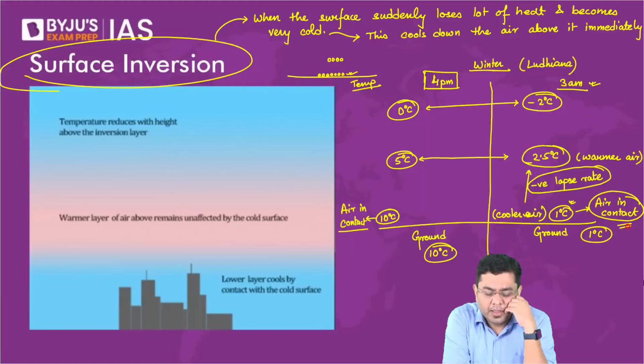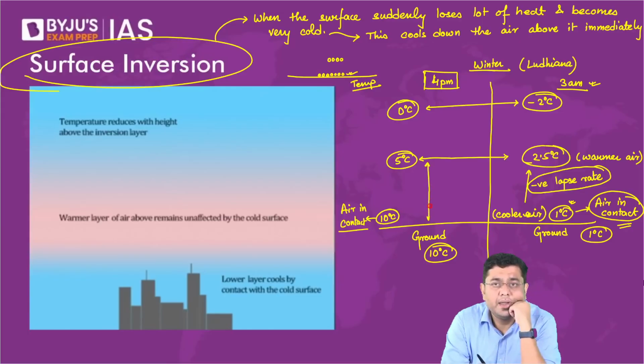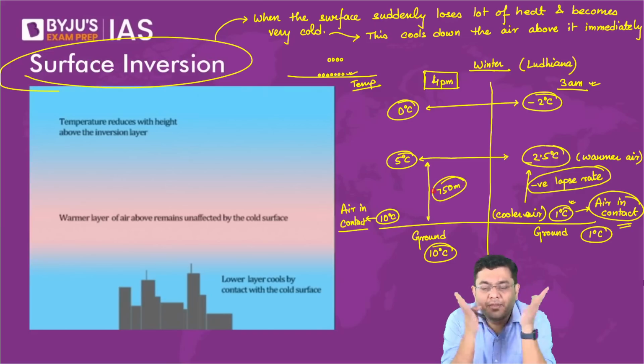Why 5 degree? Because do we know the height between here to here? Have I anywhere shown you the height? Let's assume the height is 750 meter. Then what? Will it satisfy the condition of your lapse rate calculation?